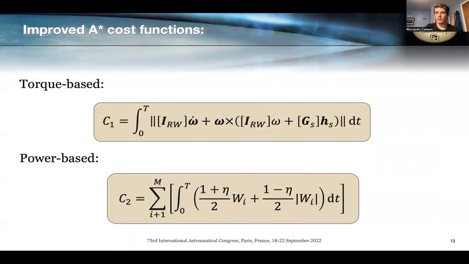At this point, it is possible to define 2 new cost functions. The first one, C1, is a torque-based cost function. It's very similar to C0, but in this case, we are integrating the norm of the controlled torque that is required to actuate the full system consisting of a spacecraft and a set of reaction wheels. And the second cost function, C2, is a cost function defined based on the power that is consumed to actuate the wheels. Specifically, since this is an integral over time of a power, it has the units of an energy.